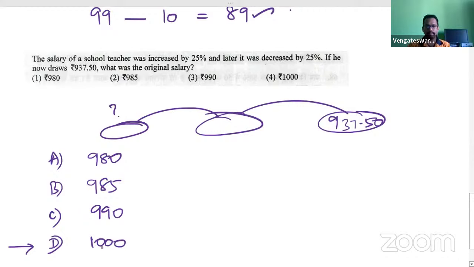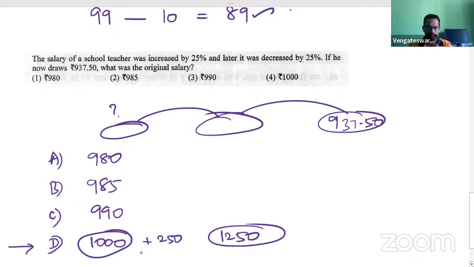The teacher's original salary is 1000. It is increased by 25%. What is 25% of 1000? It is 250. So the salary will be increased by 250 rupees. That means after a 25% increase, it will be 1250.